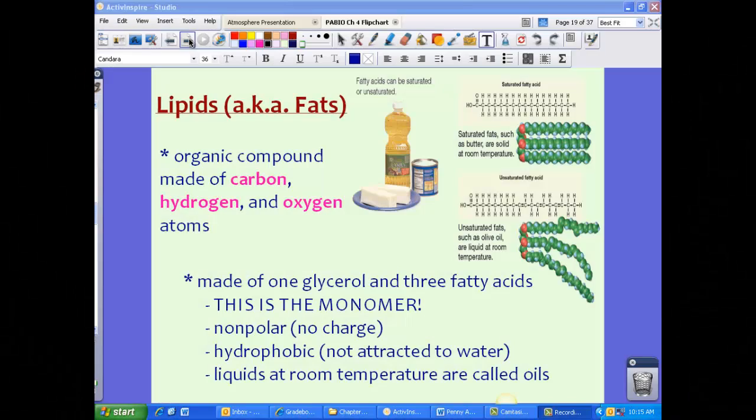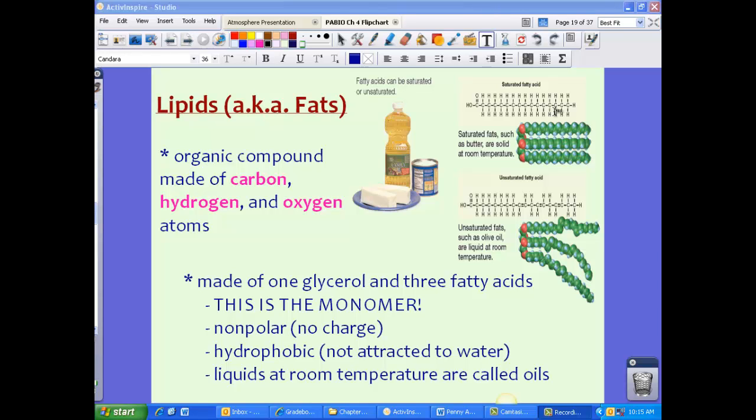Our second type of macromolecule is called a lipid. This is also known as fat. So when we're talking about fats, I might say lipid or fat. They mean exactly the same thing. Now, a lipid is an organic compound made of carbon, hydrogen, and oxygen atoms. Notice this is the same as carbohydrates. So carbon, hydrogen, oxygen also make up lipids.